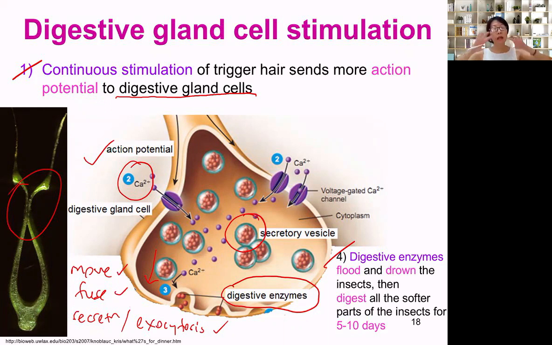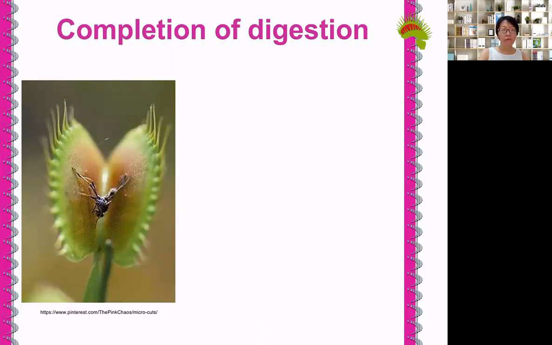Then the digestive enzyme will flood and drown the insects and start to digest the softer part of the insect. That means the exoskeleton, right, the hard skeleton outside the insect, cannot be digested. Okay, the internal organs, internal flesh, everything can be digested. Okay, so after complete digestion, the trap will open back, and this is what you see. Whatever remains is actually the exoskeleton, meaning external skeleton of the insect. The internal juicy part is already digested and absorbed. Okay, left outside, dry exoskeleton.